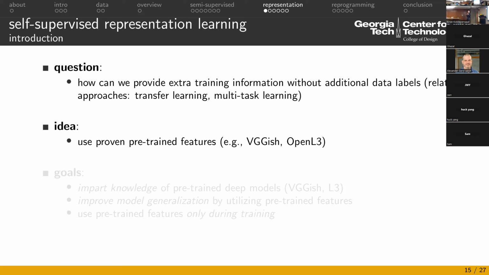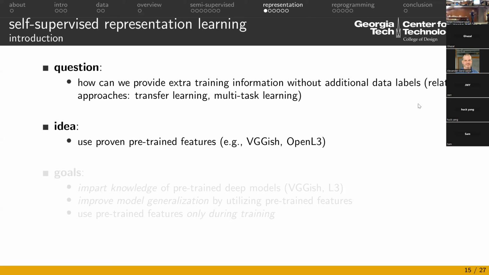Is there a way to provide extra information to that system without actually having additional data labels or doing multitask learning? These would be other methods to deal with that, but we don't have these extra labels, but we still want to create a representation that is in some way more powerful.